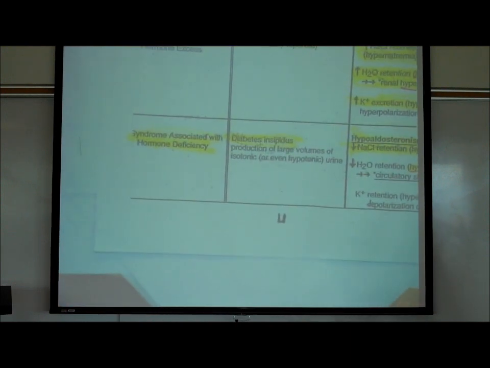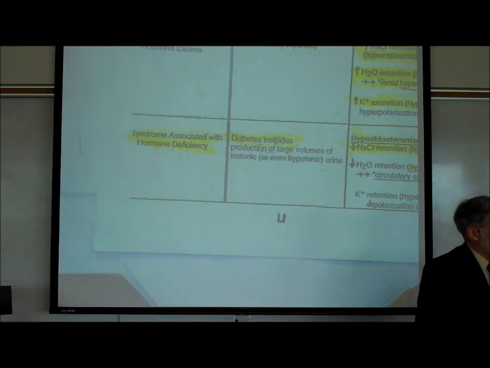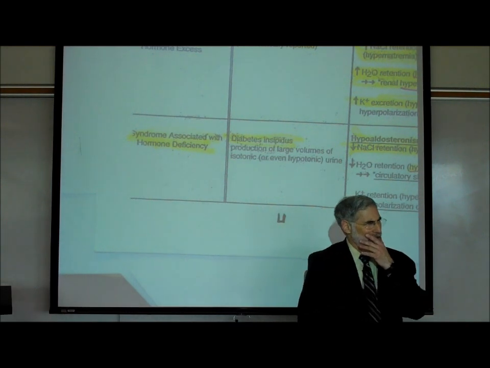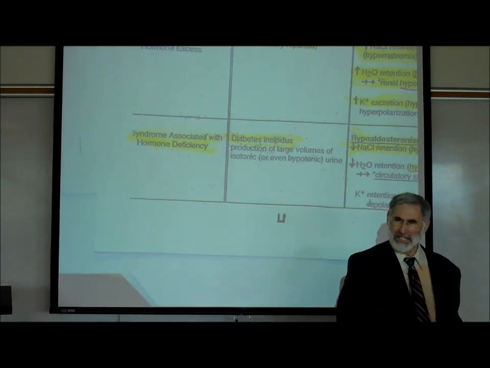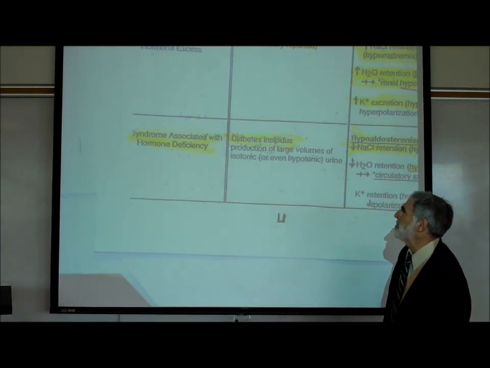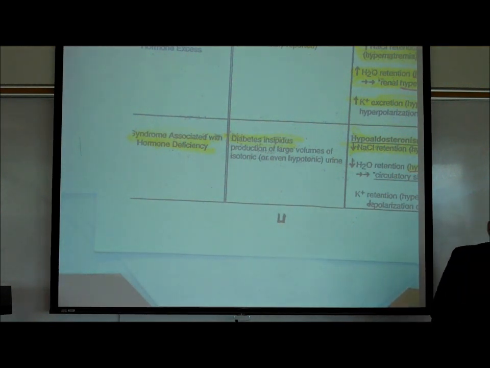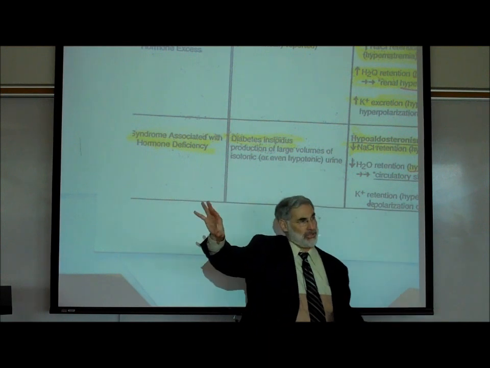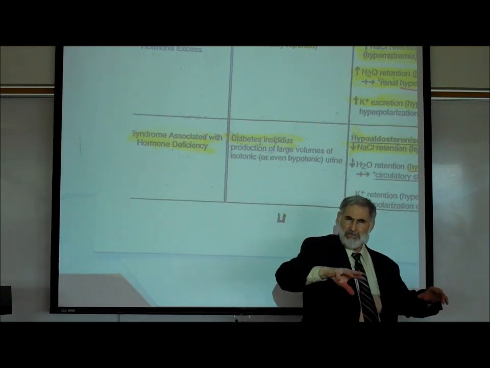And a deficiency of antidiuretic hormone goes by the name diabetes insipidus. And so this raises the whole question of what's diabetes? Because this is called diabetes insipidus. Now, first off, let me just tell you that if you don't make ADH, what does ADH stand for?